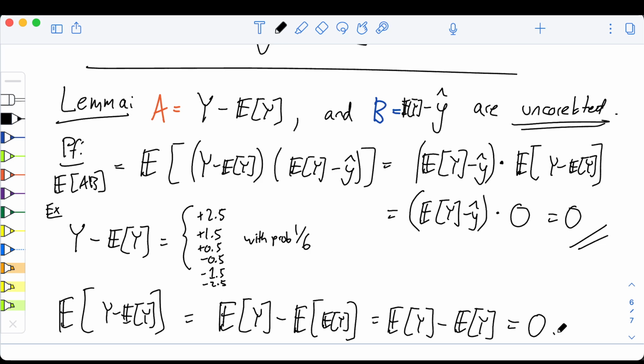This operation of taking a random variable and subtracting its mean is called centering the random variable. And when you center the random variable, the mean of the centered random variable is always zero. You could also check on this one, in this example, they all average out to zero. All different ways of saying the same thing. All right, great question. Anybody else?